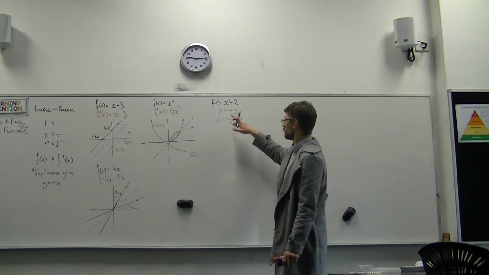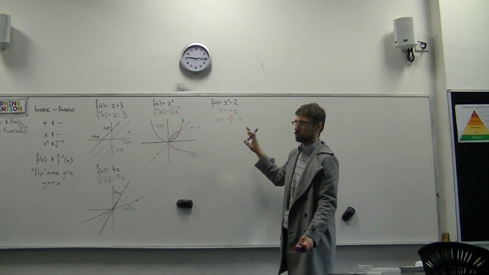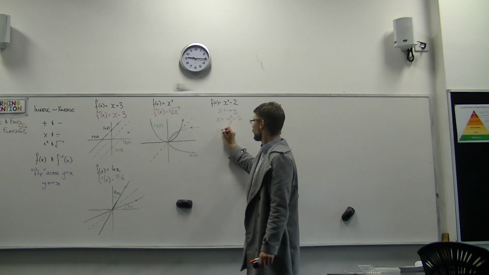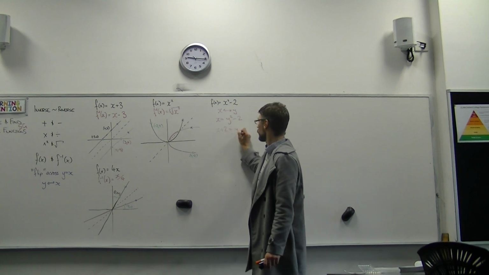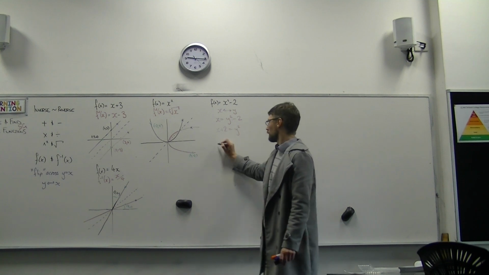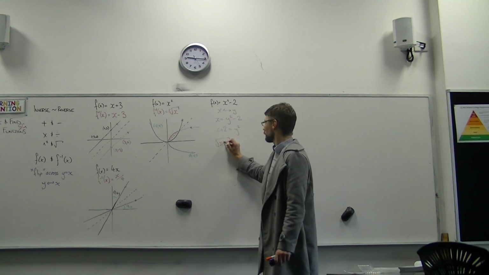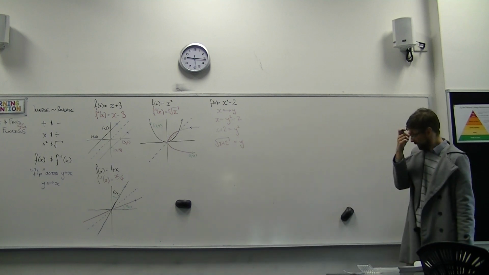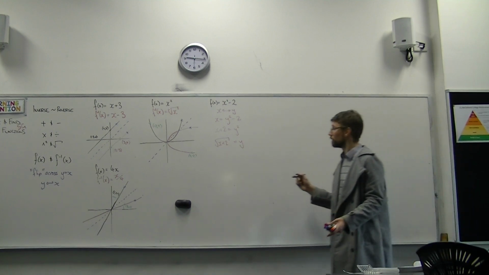To draw functions, I usually want y by itself, so we'll move stuff around. I've got x plus 2 equals y squared, and then I can take the square root of this. Someone should tell me there's a problem. Plus or minus, I need plus or minus on it.